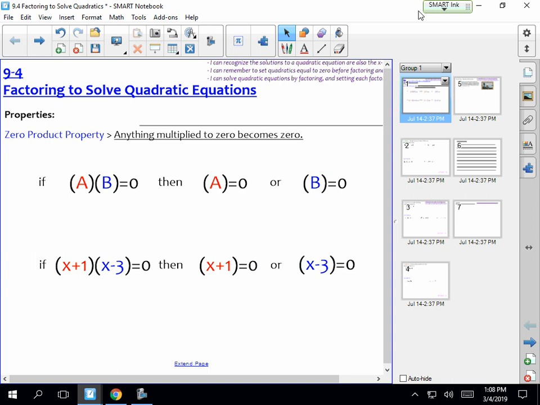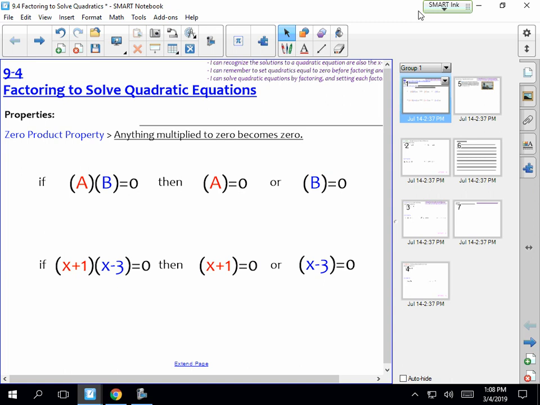So here's how it works. If we know that two factors a and b equal 0, then either a or b, or perhaps both, have to equal 0. And so if I have factors that look like the binomials on the bottom here, x plus 1 and x minus 3, then either x plus 1 equals 0 or x minus 3 equals 0.